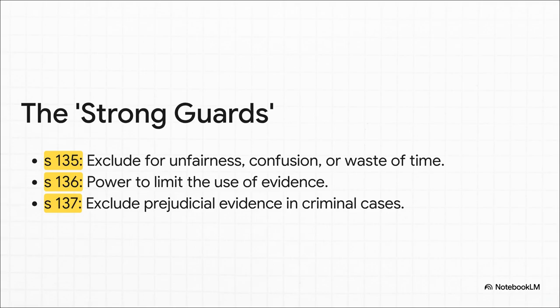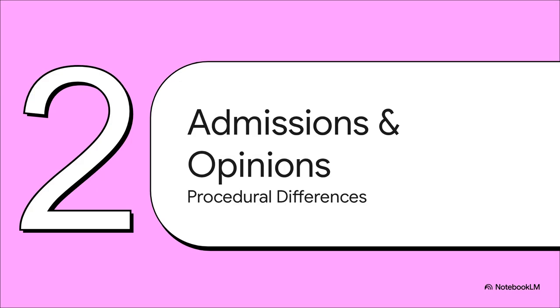And in a criminal case, Section 137 is the big one. If the danger of unfair prejudice outweighs its probative value, it's out. Simple as that. Okay, let's pivot and look at a few other areas where the Commonwealth Act really carves its own path, starting with something as practical as business records.